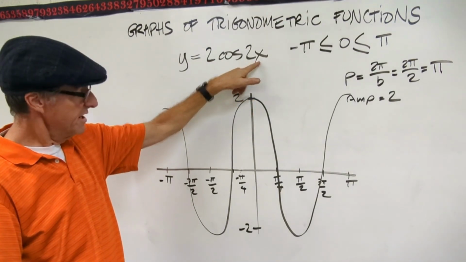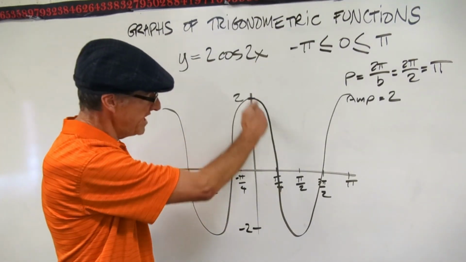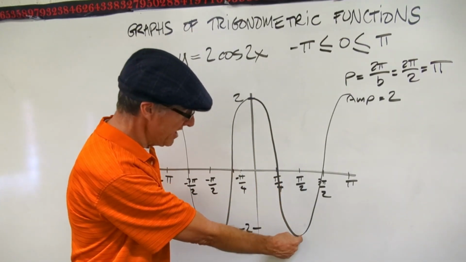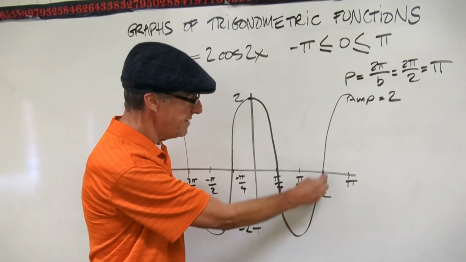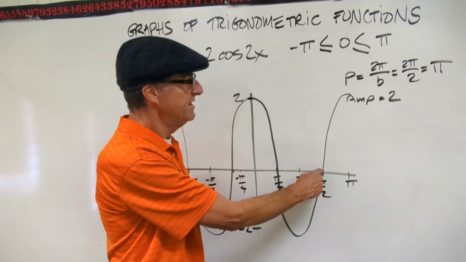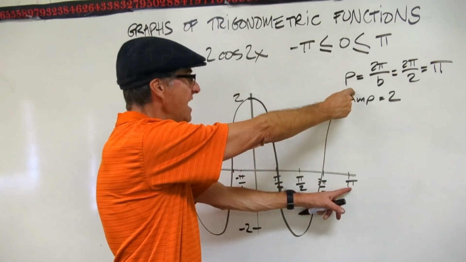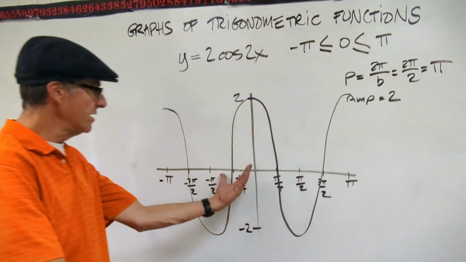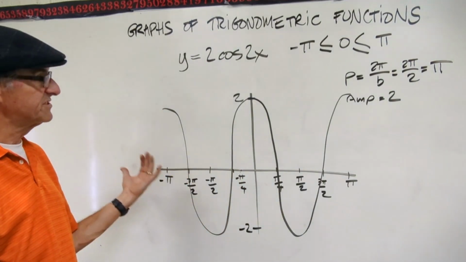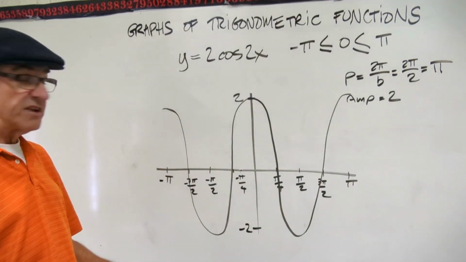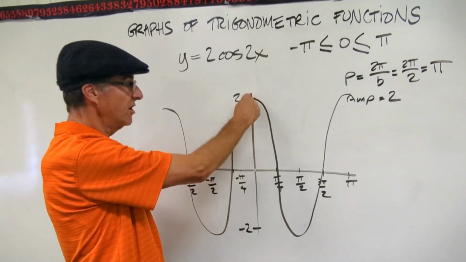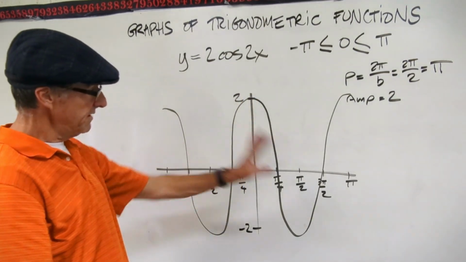And then 2x, here's our period. So we're going to dive down to 0 at pi over 4, bottom out at -2 at pi over 2, climb back up to 0 at 3 pi over 4, and then finish up at pi with a maximum of 2. And then going backwards into negative land, it's the same thing. So cosine graph, remember, doesn't start at the origin, starts at the max, and it goes on like that.